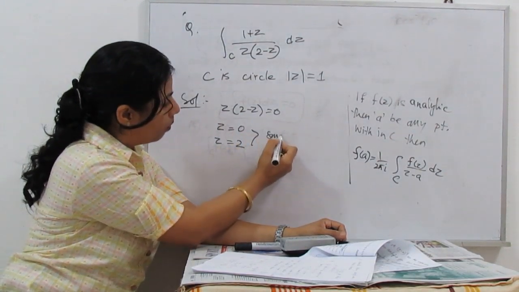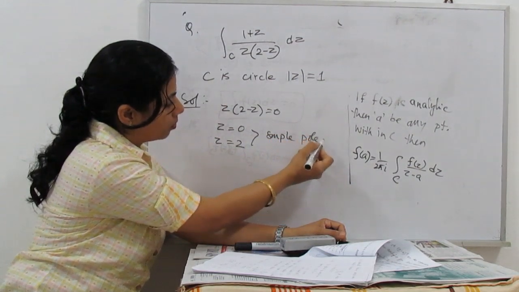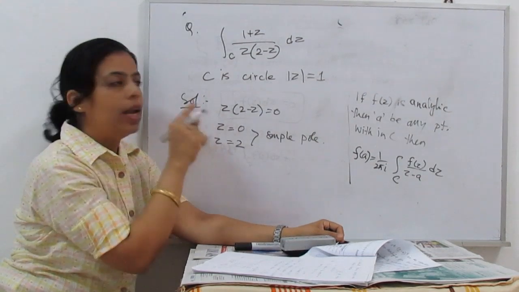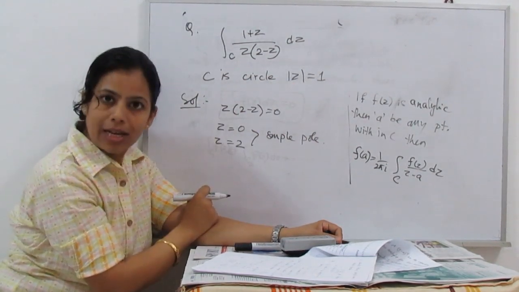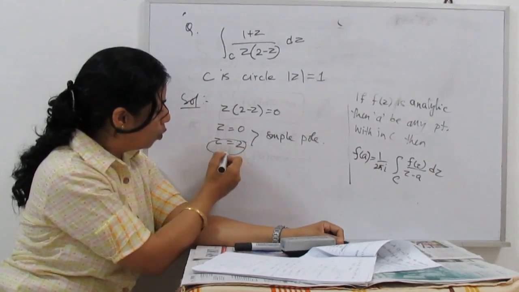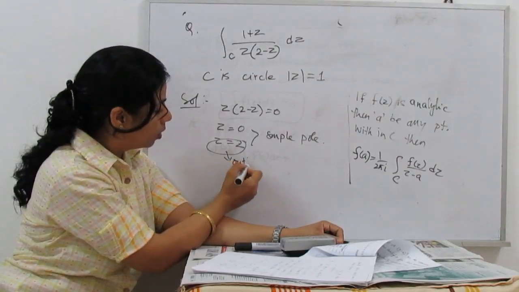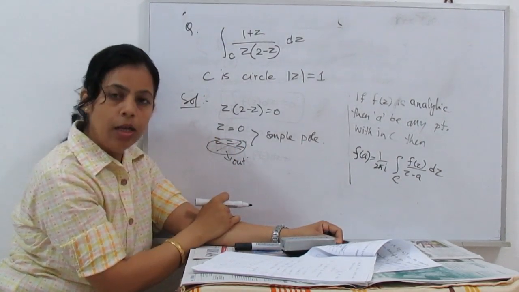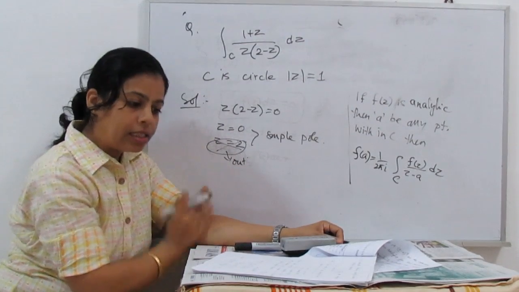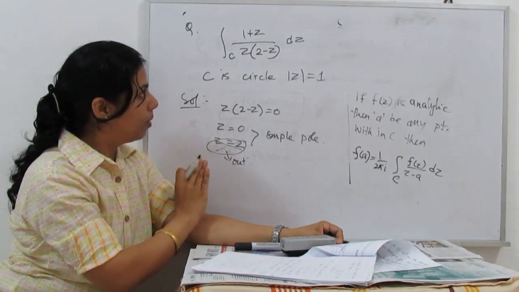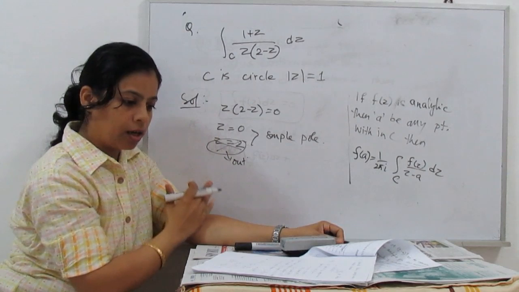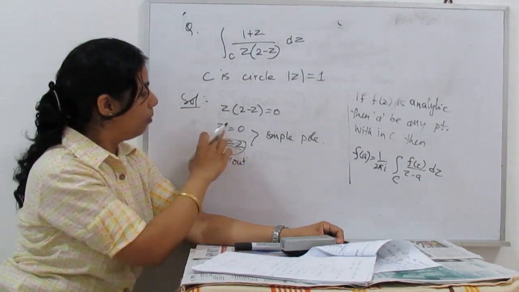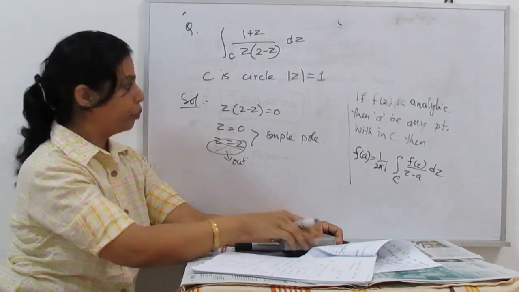Both are simple poles. But z equal to 0 lies within the circle modulus z equal to 1, while z equal to 2 is outside. For the outside one we don't consider it. So only z equal to 0 is a simple pole lying within this circle. Hence we can find the residue with the help of the residue theorem at z equal to 0.